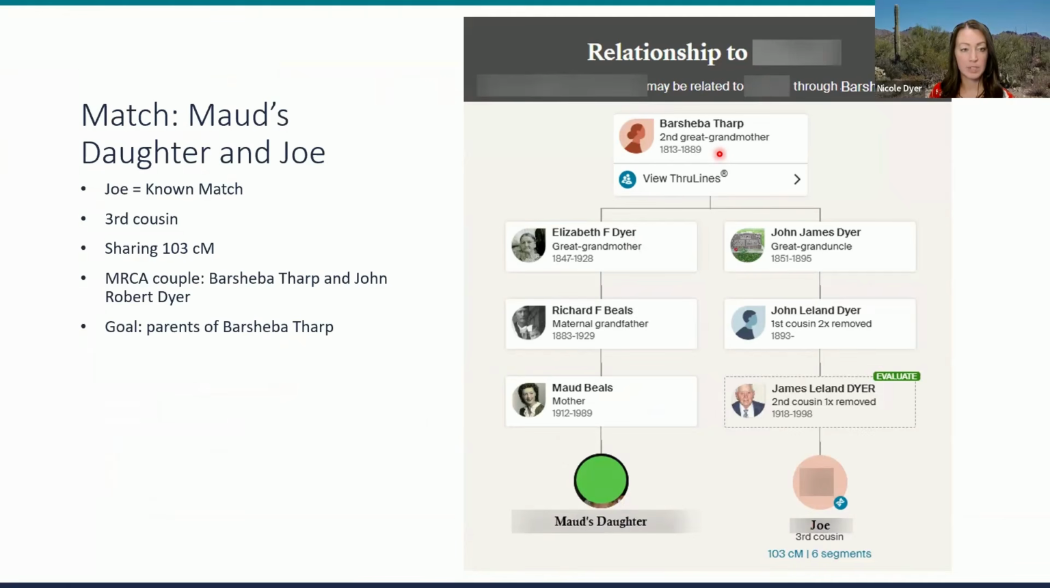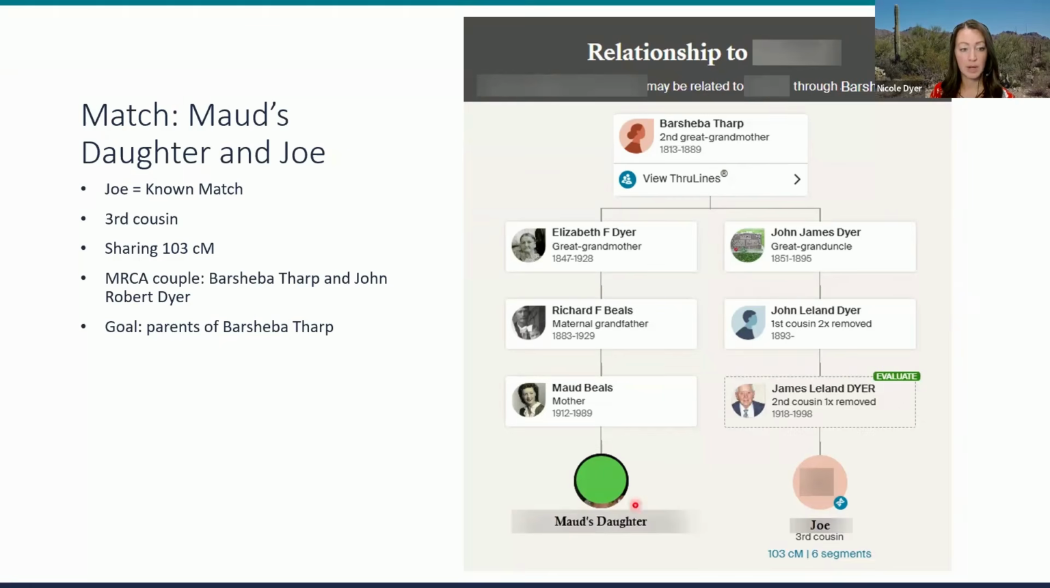And so she's one of my test takers. I looked in her DNA matches and found a match who descends from the same ancestor, Joe. So Joe descends from Bathsheba Tharp, and Maud is my test taker who descends from Bathsheba Tharp. And the goal is to find the parents of Bathsheba Tharp.